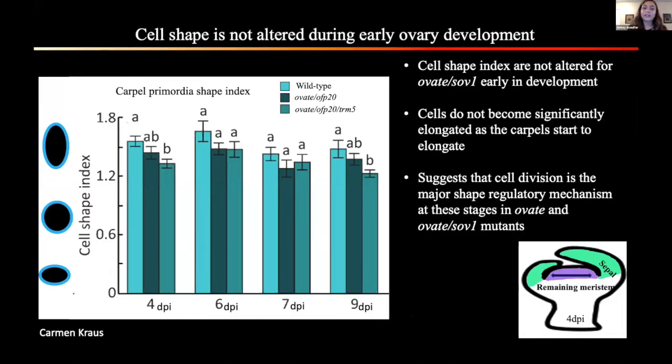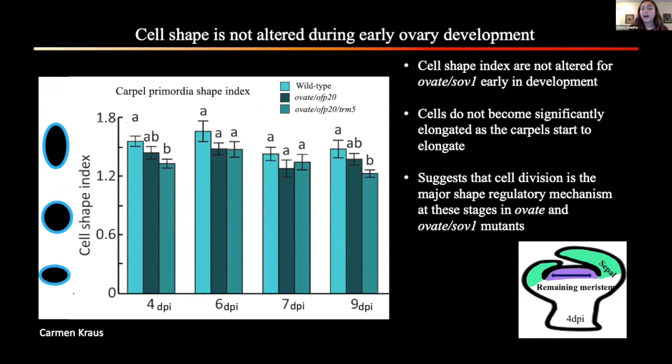So we in fact see that cell shape is not altered early in development. Again, here you have your wild type in the first bar, and then the double mutant in the second bar. And you see there's no significant difference in the shape of these cells.